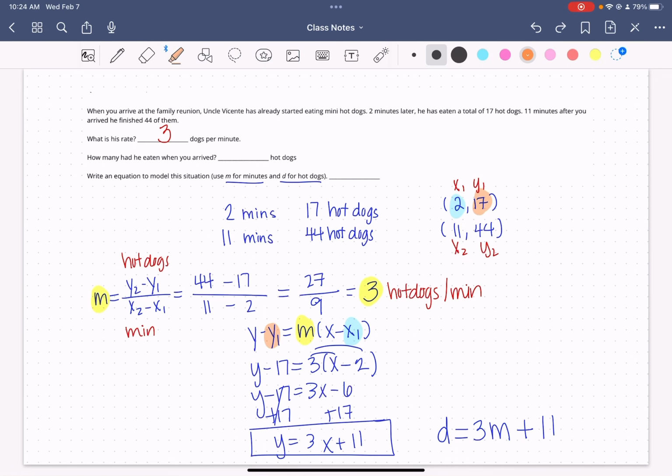How many had he eaten when you arrived? Right here we can see that we had calculated there to be 11 initially, and then he's eating 3 per minute. So they just have you interpreting the data. So this would be 11 hot dogs. And then where do you write that equation? In total, we would say 3M plus 11.